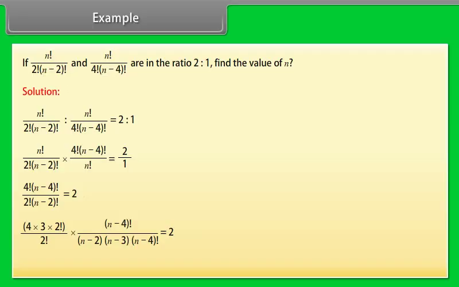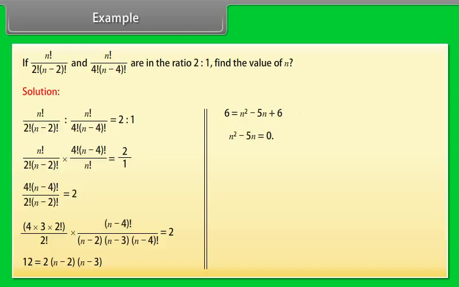4 into 3 into 2 factorial by 2 factorial multiplied by (n minus 4) factorial by (n minus 2) into (n minus 3) into (n minus 4) factorial is equal to 2. 12 is equal to 2 into (n minus 2) into (n minus 3).